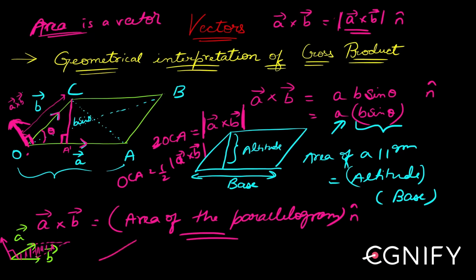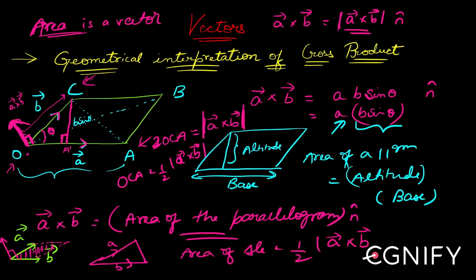If I have a triangle, for example, where I know two sides, maybe A bar and B bar, just like this triangle OCA, where A bar and B bar are two sides. If I need the area of the triangle, then the area of the triangle is given by half mod A cross B. Mod A cross B will give the area of the entire parallelogram, but I need only one half, right? So I'll do half of mod A cross B.